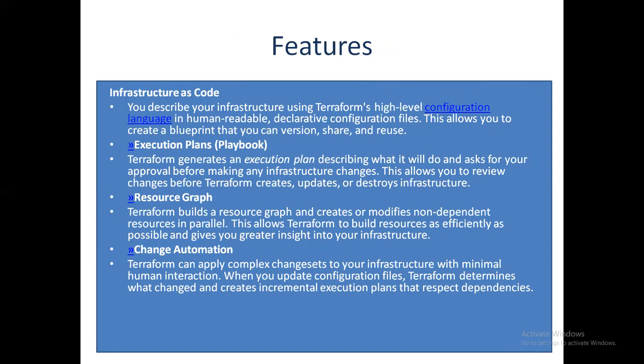Sorry, as I mentioned, we're going to spend time here because this is the main thing. If you can understand this, by the time we are going back, I'll be referring to this. You describe your infrastructure using Terraform's high-level configuration language, which is called HCL, in human readable declarative configuration files. This allows you to create a blueprint that you can version, share, or reuse. So you can have version 1, 2, and 3. You can share it, you can also reuse it.